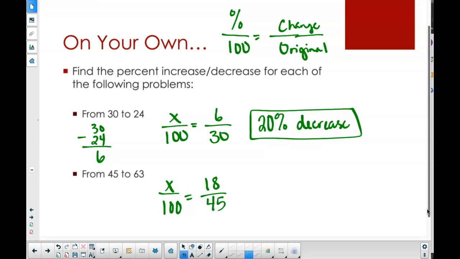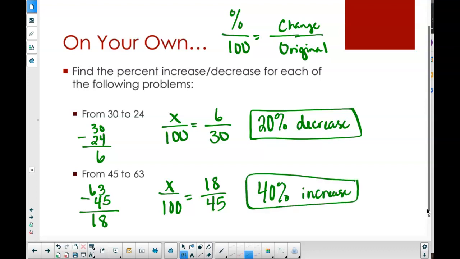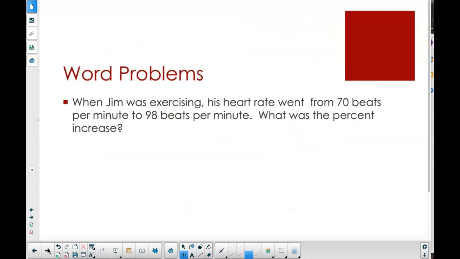Okay. From 45, so 45 is my original. 63 minus 45 is 18, so that's how much it changed. Okay. And the percent, 18 times 100 divided by 45. You should have gotten a 40% increase or decrease? Increase. Questions on that? Okay, so then let's look at some word problems.